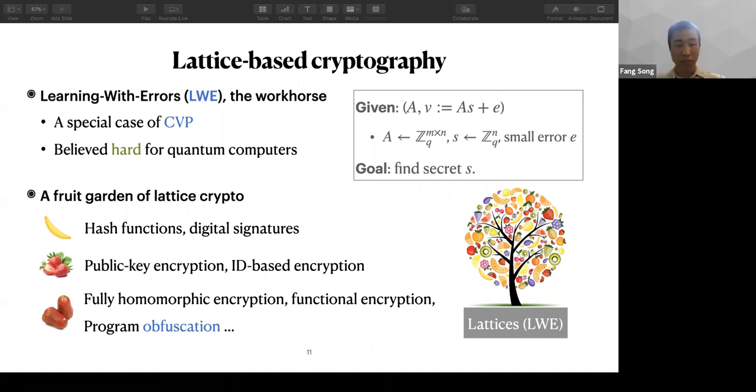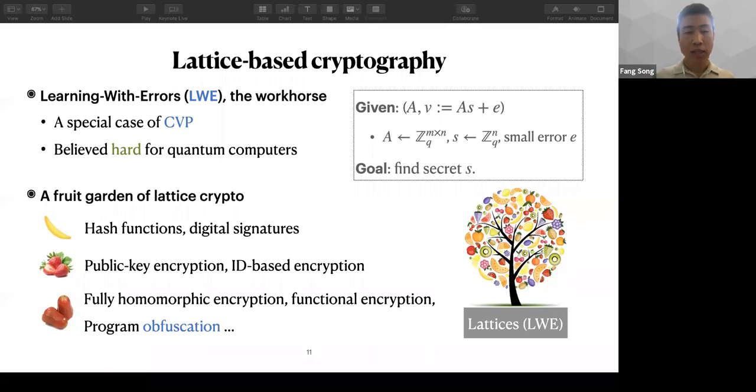Okay, so you might have heard about fully homomorphic encryption. So it could, for example, allow you to store your data encrypted in Google Drive. And then Google can run some computation directly on the encrypted data without ever looking into your original data. And there are more fancy primitives like program obfuscation, which can be realized on LWE, plus some heuristics.